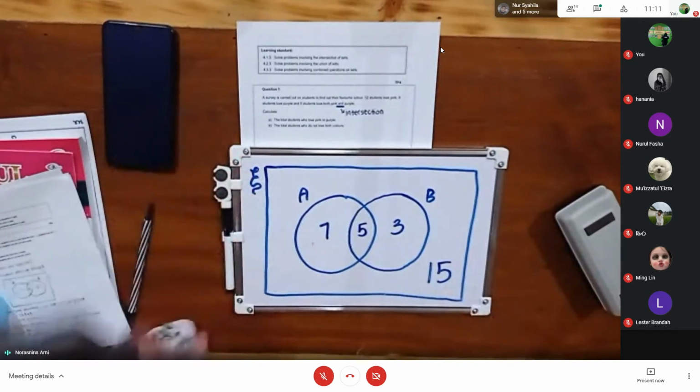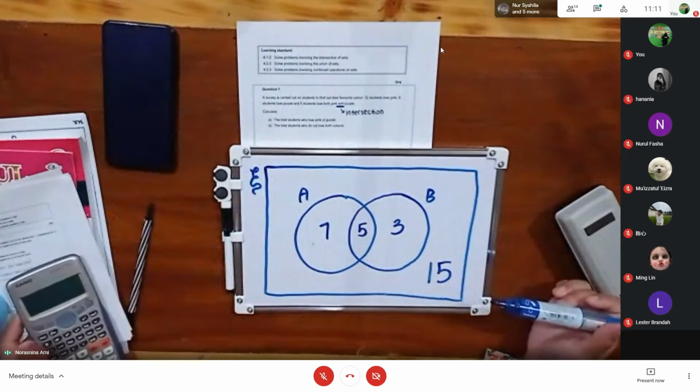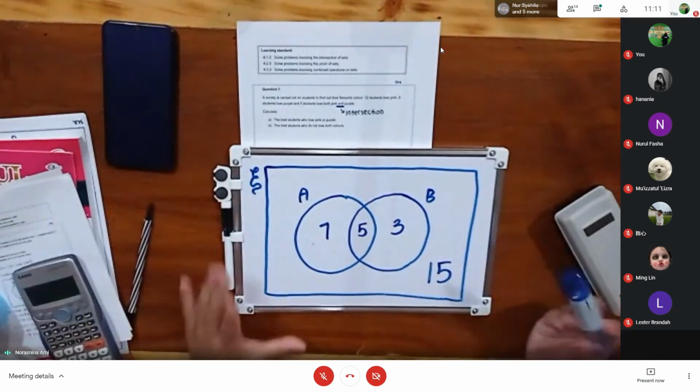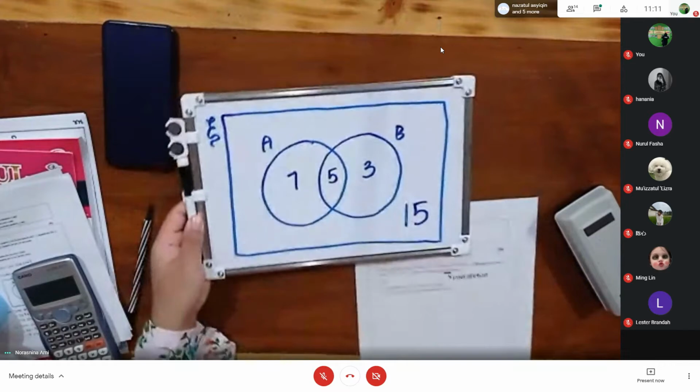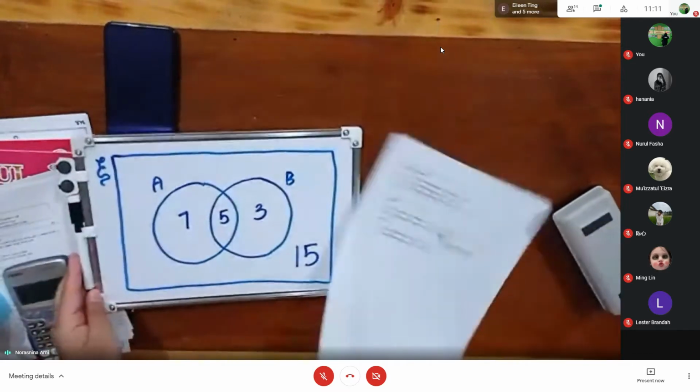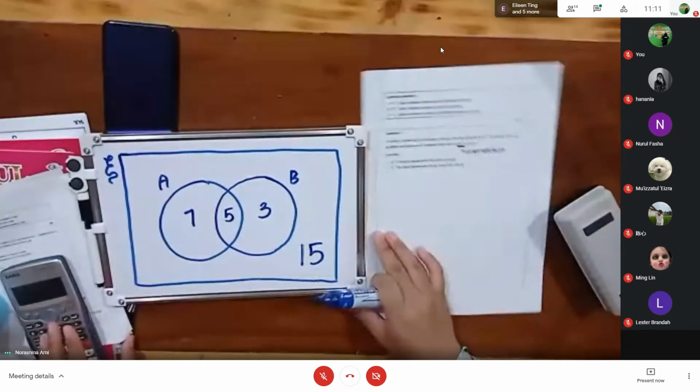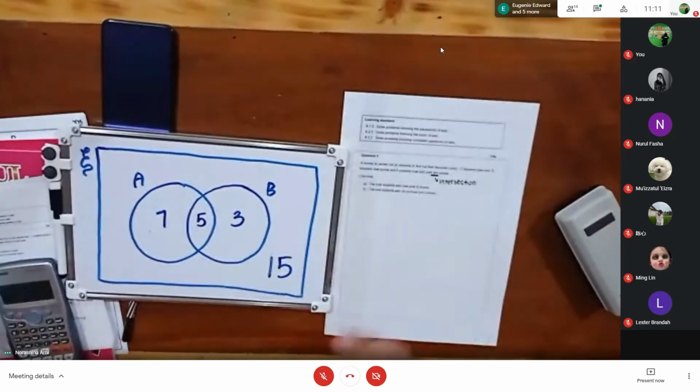Okay, this is how we draw the Venn diagram. Now we already drew a Venn diagram. Now we answer question A: calculate the total students who love pink or purple.